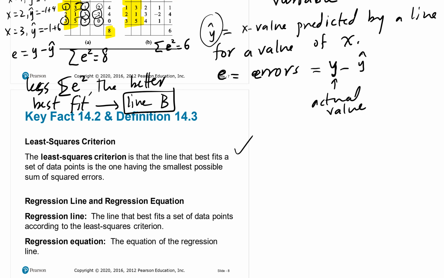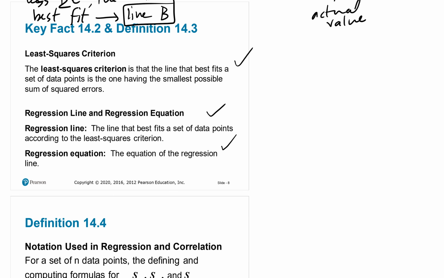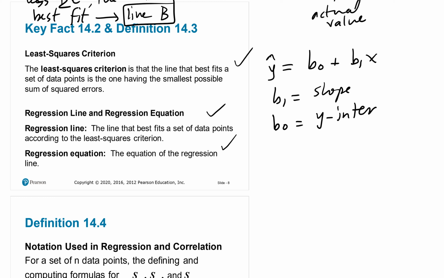The regression line. So that best fit line that we find is called the regression line. How do you find the equation of the regression line? That's what we want to find. To do so, the regression line is going to be, and you'll see down there, y hat equals b0 plus b1x, where b1 is the slope and b0 is, we call it the y-intercept, as we did in the previous section. So how do I find b1 and b0?